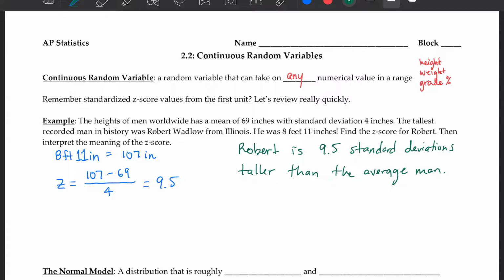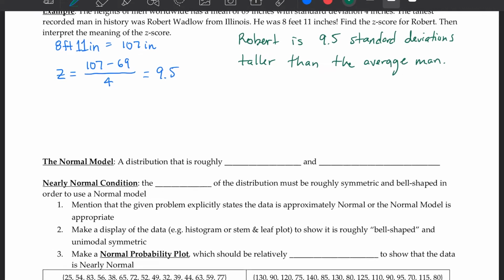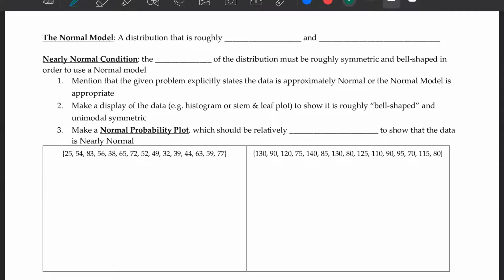So that is z-scores as a review, so that way you're ready to rock into what we're about to do, because we're going to take z-scores and go one step further with it and talk about probabilities with it. Because everything dealing with the z-score that we usually deal with is centered around this idea of something called a normal model. So what is a normal model? A normal model is a distribution that's roughly bell-shaped and unimodal symmetric.